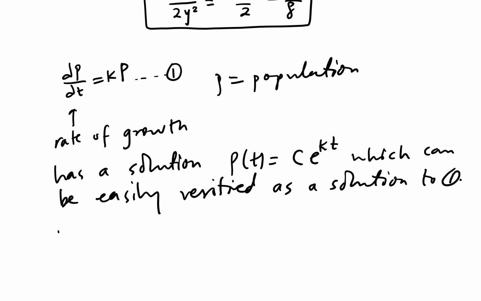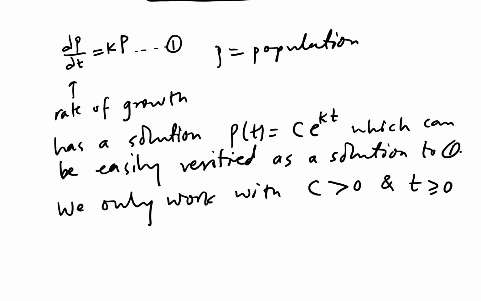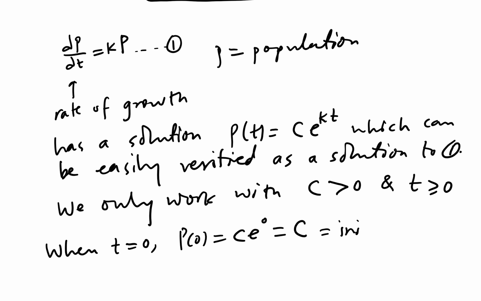In this case here, we only work with c bigger than 0 and t bigger than or equal to 0. What do we call it when t is 0? So when the time is 0, if you substitute it in, p of 0 is c e to the 0, which is c. That's the initial population.